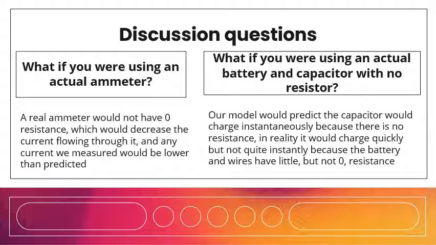What if you were using an actual battery and capacitor with no resistor? Our model would predict the capacitor would charge instantaneously because there is no resistance. In reality, it would charge quickly but not quite instantly because the battery and wires have little but not 0 resistance.